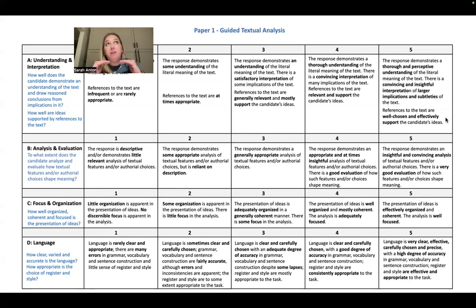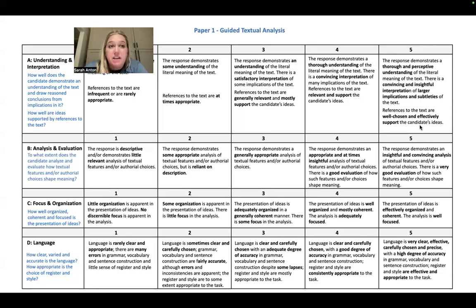But if you're looking beyond the superficial meaning of things, or if you're taking those superficial things but coming to an interesting conclusion that is not super obvious about the text, then you're going to be in the 4 to 5 range, okay? Your references to the text are well chosen and effectively support your thesis. So again, you have to have a strong thesis that answers the guiding question and your text references support that, okay?